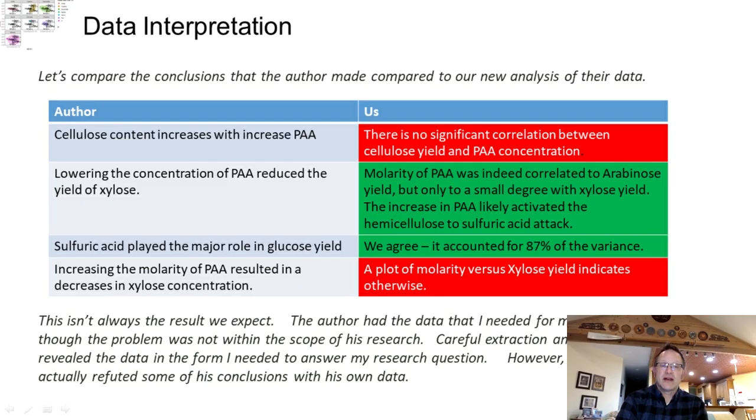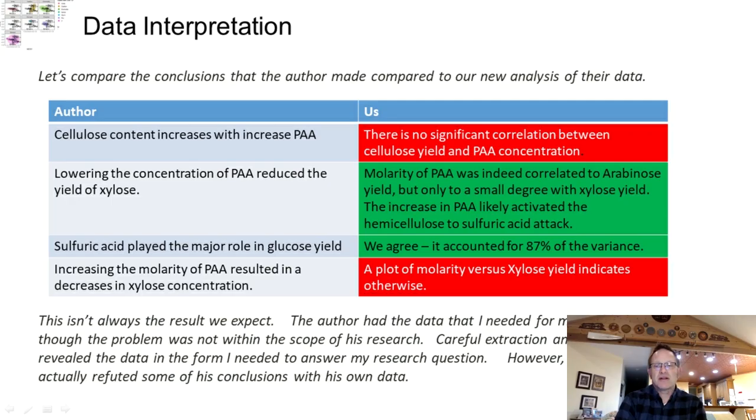I did agree with these 2, that the molarity of the peracetic acid was indeed correlated to arabinose yield, but only to a small degree with xylose yield. So likely the peracetic acid increase in that molarity activated hemicellulose to sulfuric acid attack. Sulfuric acid played the major role. Yep, we agree. It accounted for 87% of the variance in the data set.